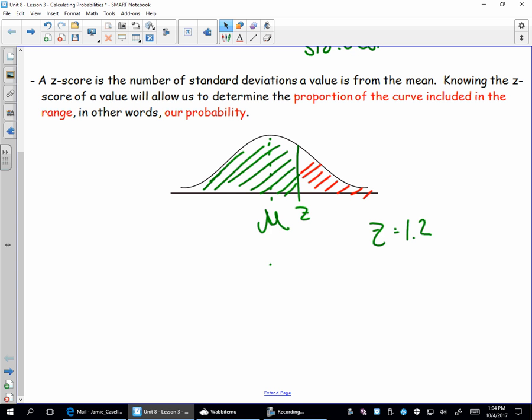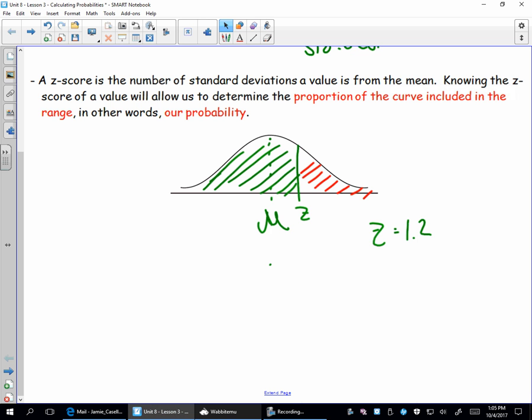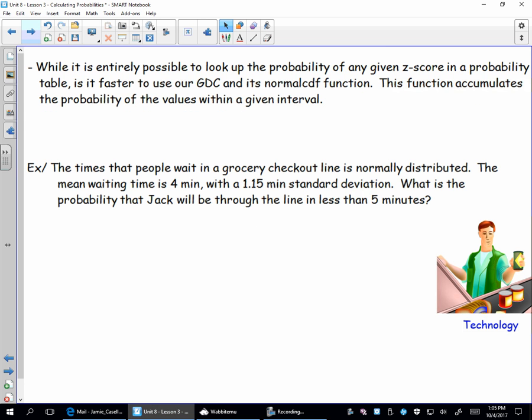Now, tables are fine, and if you go off down the road to university or college, you might be using tables, but we have some technology available to us which will save us from doing this. So we're going to be using our graphing calculators today. Okay? So if you don't have one at home, or you haven't downloaded the e-version of it, you're probably going to have to come in and try this at school, but we'll go through it today to see how it works.